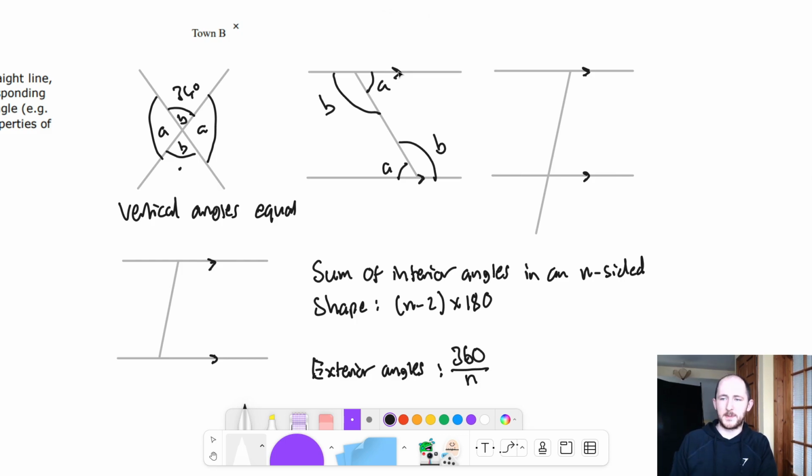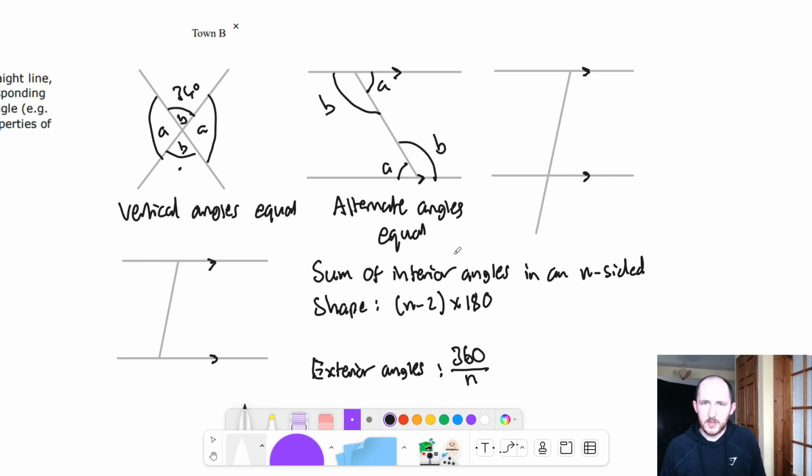Actually, no, this way is the correct Z, that other way is not. Anyways, this is called alternate angles are equal. Essentially, if you can make a Z shape, and I should say that for most of these, you can actually use all 3 of them, but you have to make sure you're using the right reason, okay? So you can use any of them.